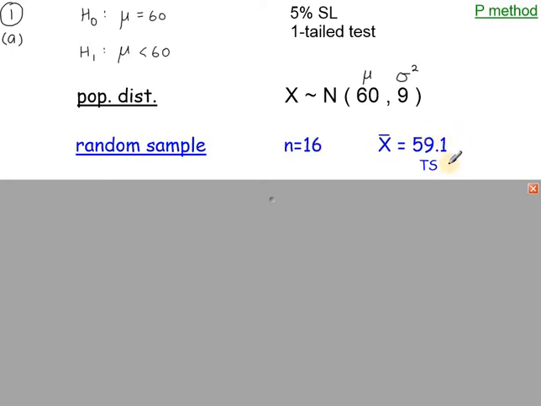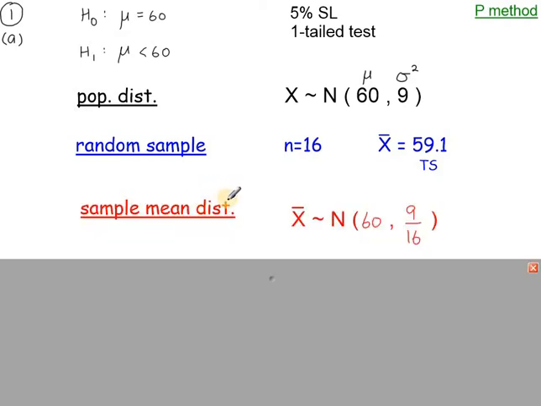This is our test statistic, the distribution of the sample mean. So this is the same as this value and these. This fraction comes from sigma squared over n. Now sigma squared, the variance was 9, so that's where that 9 comes from in the numerator. Divide by n, divide by 16.